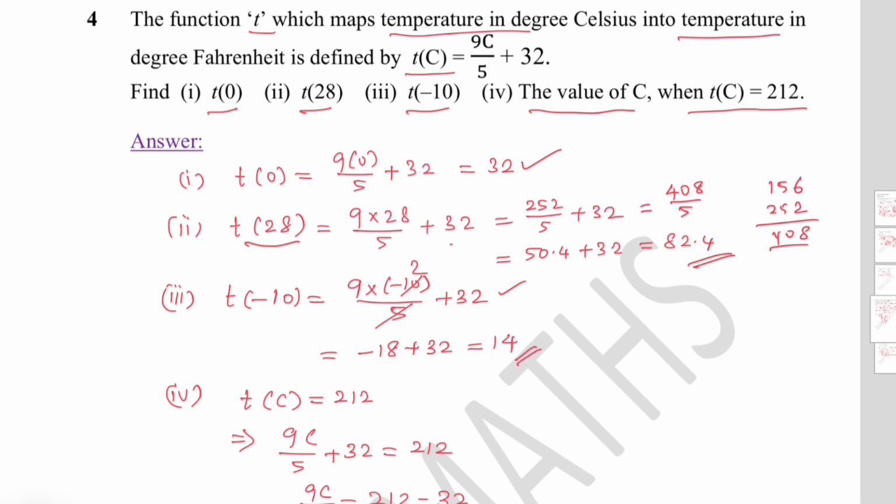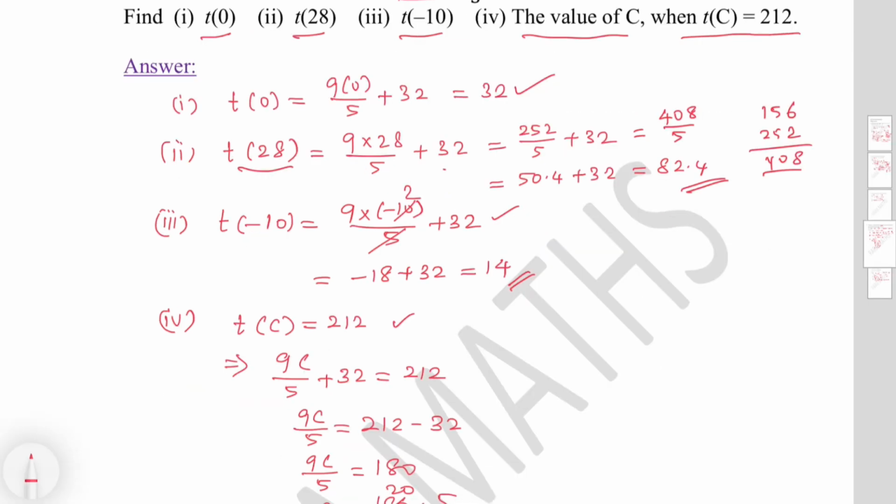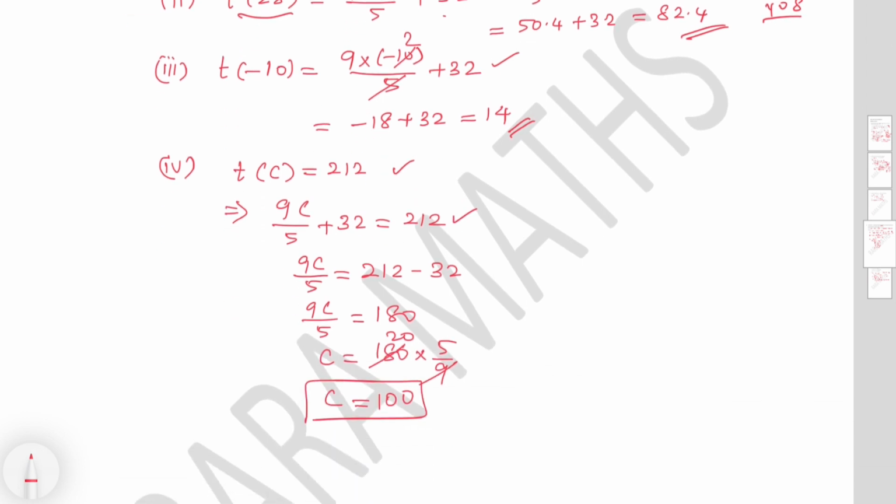Fourth question, you need to find the value of C, given T of C is 212. So T of C means 9C over 5 plus 32 equal to 212. That is 9C divided by 5 is equal to 212 minus 32. That is 9C divided by 5 is equal to 180. Therefore C is equal to 180 times 5 over 9. When you move the 9 over 5 to the right side, it becomes 5 divided by 9, and cancelling the common factors, you get C is equal to 100.